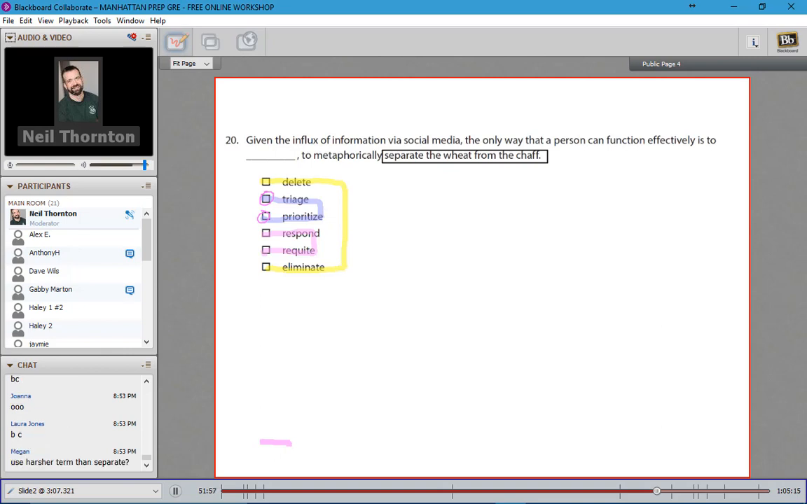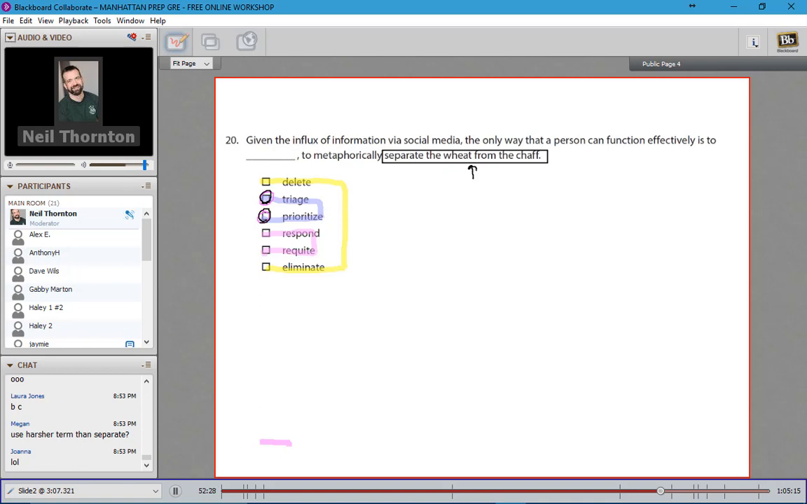Yeah, we'd use a harsher term than separate, right? We would say something like, to metaphorically flush it down the toilet, to metaphorically turn off the phone, to metaphorically hide in a cave, to become a hermit, whatever it is. So something about getting rid of the damn phone, that would be deleting and eliminating. Triaging and prioritizing is a little bit more selective.